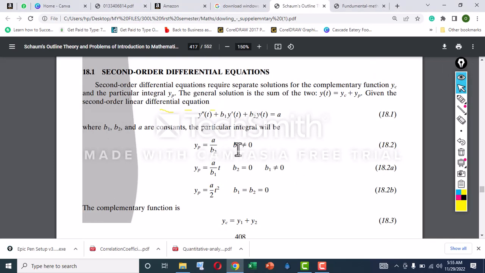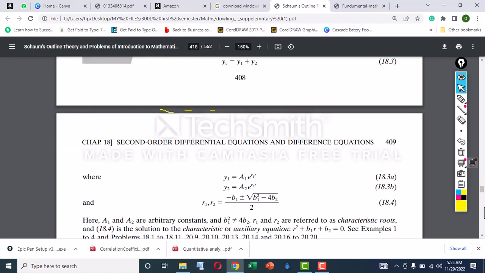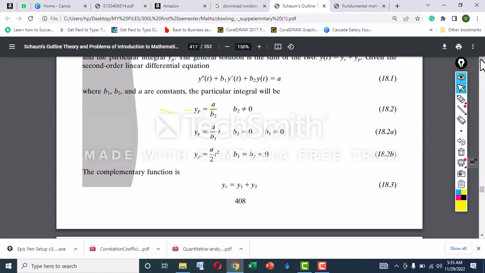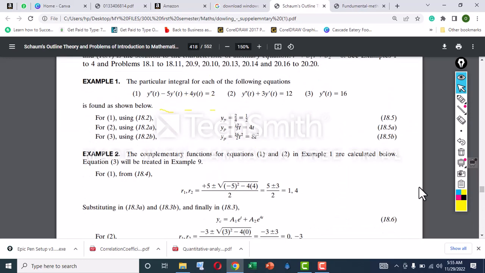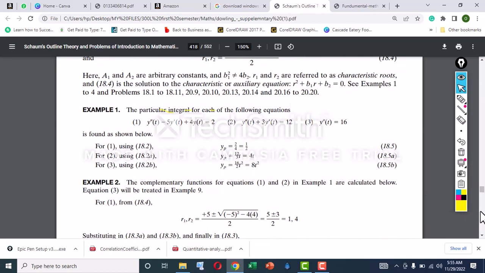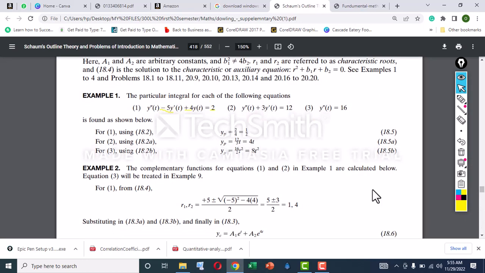A over B2, if B2 is not equal to 0. Now B2 here, let's check it, is plus 4, so it's definitely not equal to 0. Since our B2 is not equal to 0, that formula is valid. So our y particular is A over B2, which is 2 over 4, which is 1 over 2. That's how we get this. As simple as that, we are good. So that ends that question. We go to number 2.